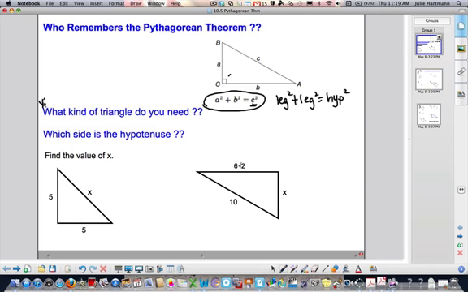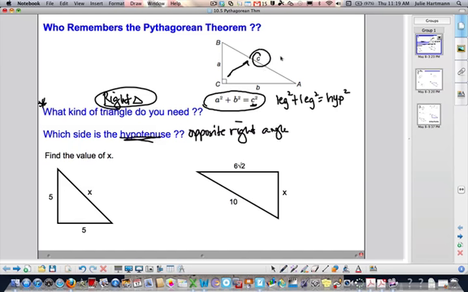Alright, so what kind of triangle do you need? Do you remember? A right triangle. And which side is the hypotenuse? Do you remember that one? It should be opposite the right angle. Opposite the right angle is the hypotenuse, so C is your hypotenuse.